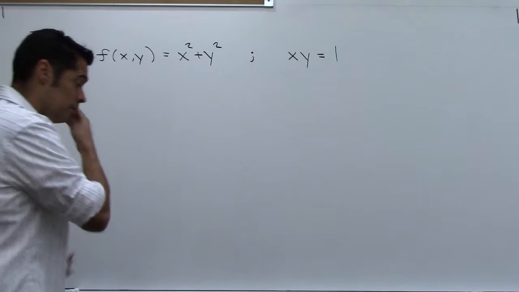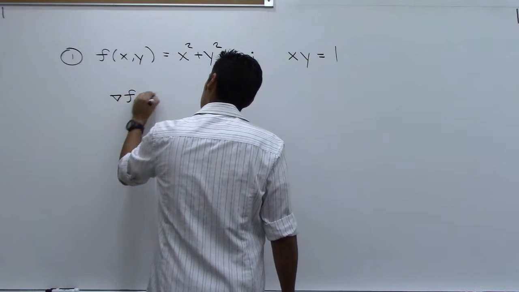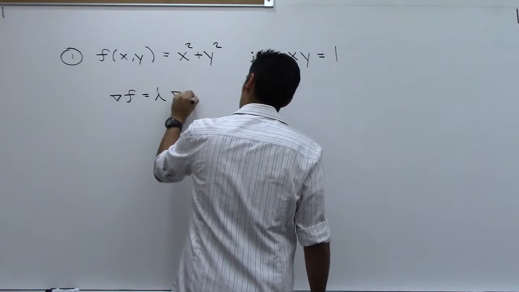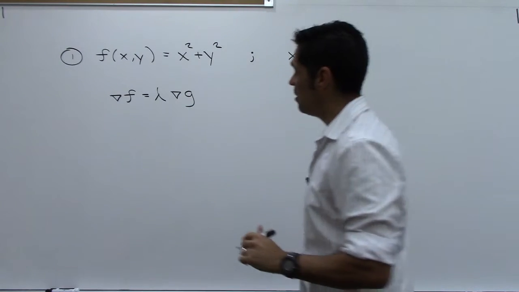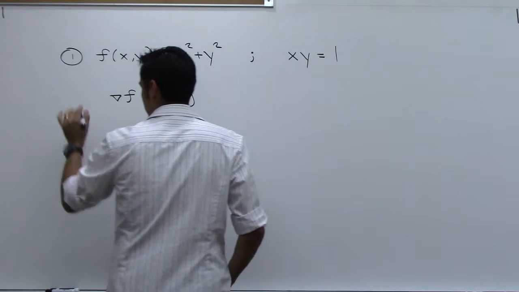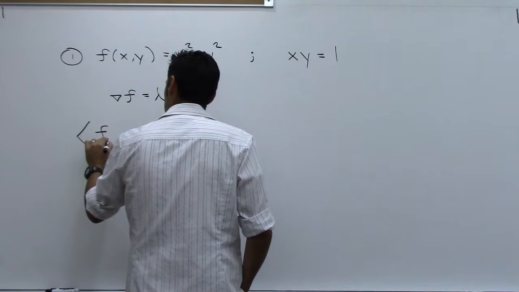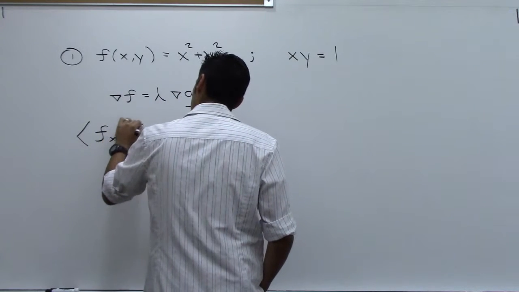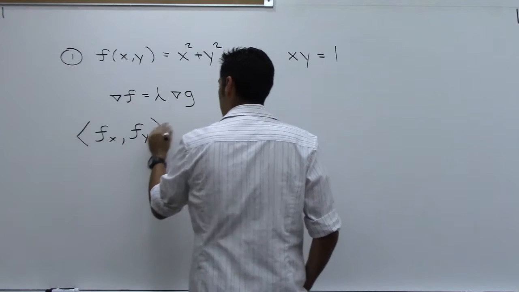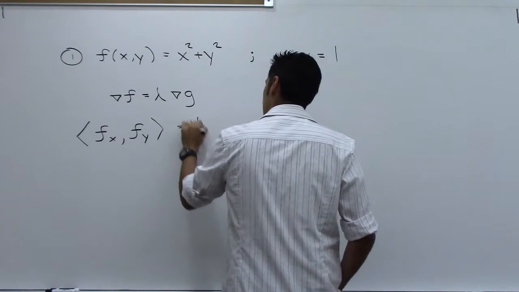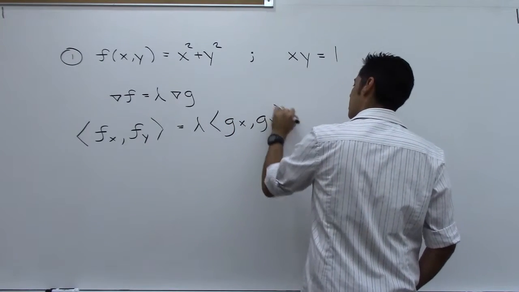So what we're going to need to do is check where the gradient of f is equal to lambda times the gradient of g. So I'm going to set up the gradients. This is the only time I'm going to show this because this is done in the lecture. I'm going to take the partial of f with respect to x, partial of f with respect to y, create a vector from that. That's the gradient of f. I need that to be equal to lambda times the gradient of g, which is this.